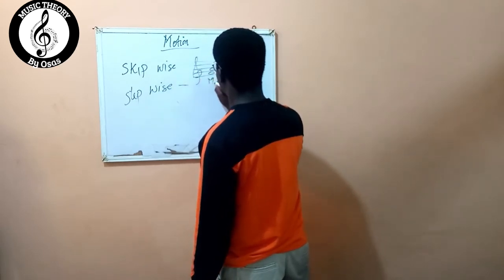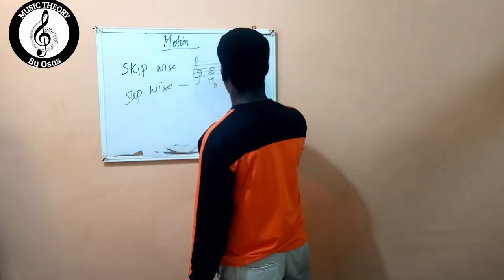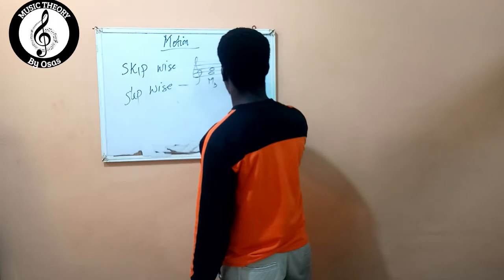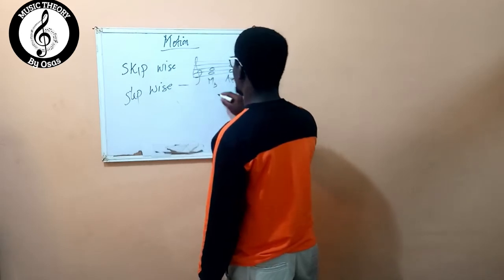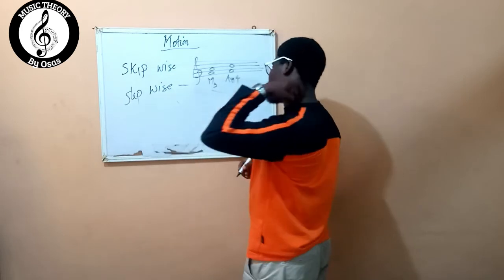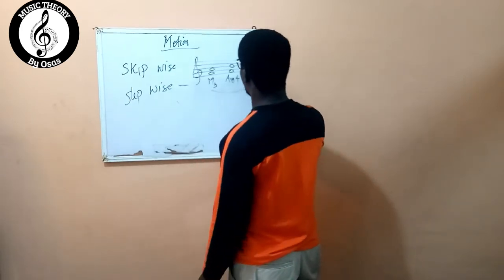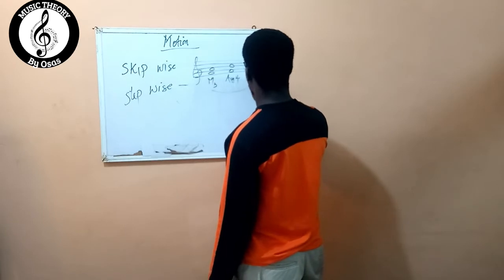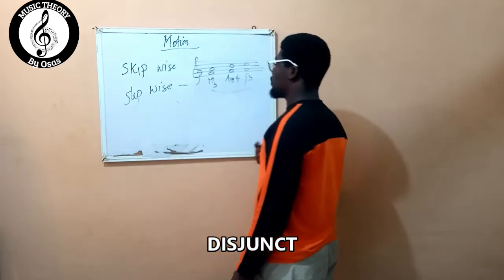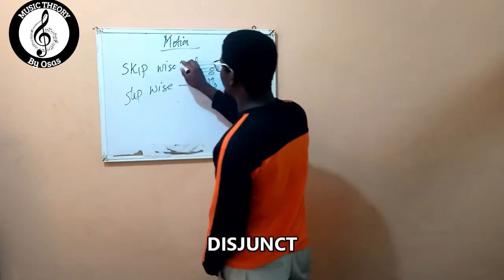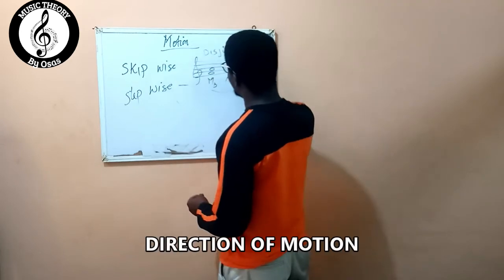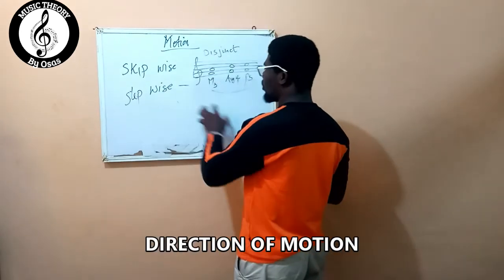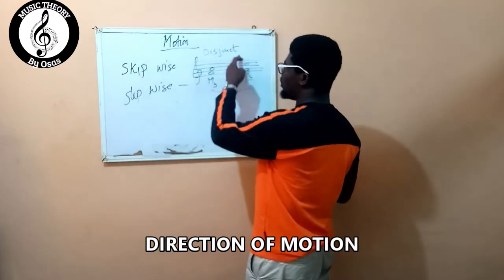Major third, then augmented fourth. They are all examples of skipwise direction. There are others. We have perfect fifth. Another example of skipwise direction. It's also known as what we call disjunct. Another name for stepwise is conjunct, and another name for skipwise is disjunct.